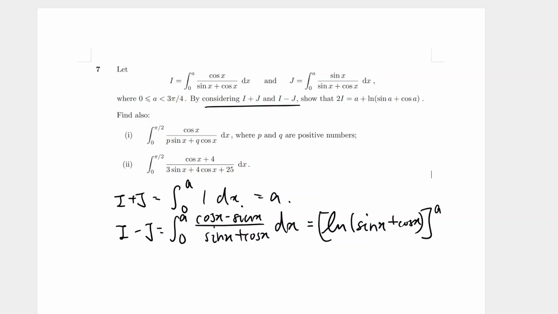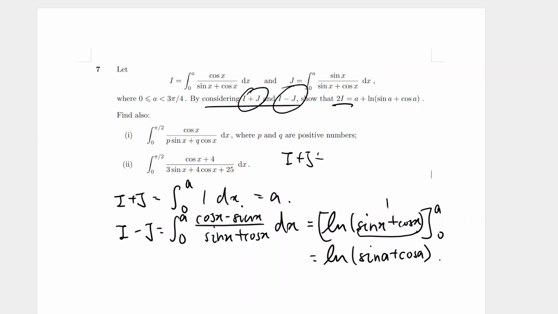So when I put in a, and when I put in 0, this is 1, so ln of 1 is 0. I'm left with ln of sine a plus cosine a. Sweet. Now, show that 2I. How do I get 2I? Well, I just add these up. So I plus J plus I minus J equals a plus ln(sin a + cos a), as required. The first part is lovely.